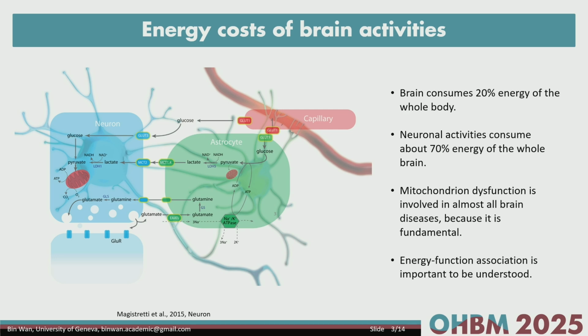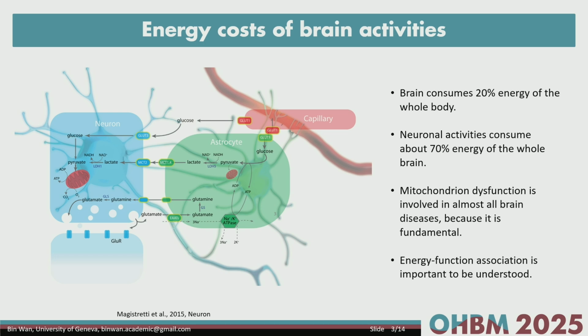We all know the brain is a really energy-consuming organ in our body. It consumes 20% of the energy of the whole body, and neural activities consume about 70% of the energy of the whole brain. We know the brain contains neurons and non-neural cells. Neurons mostly depend on oxygen-related energy consumption, while some non-neural cells can use the non-oxygen pathway.